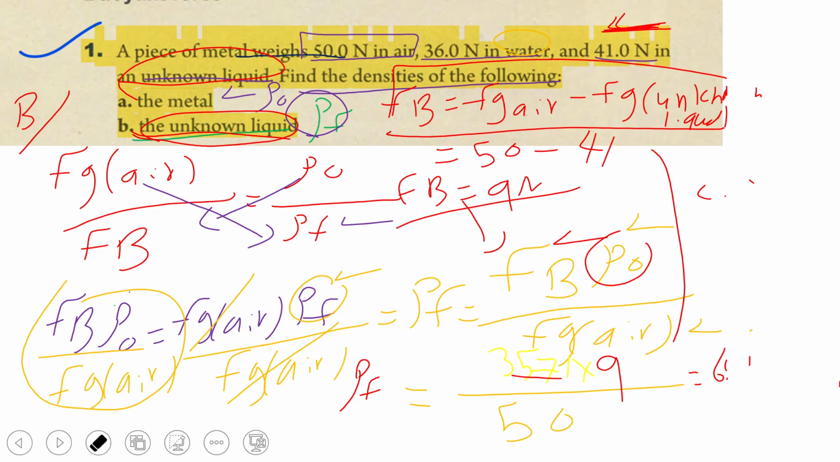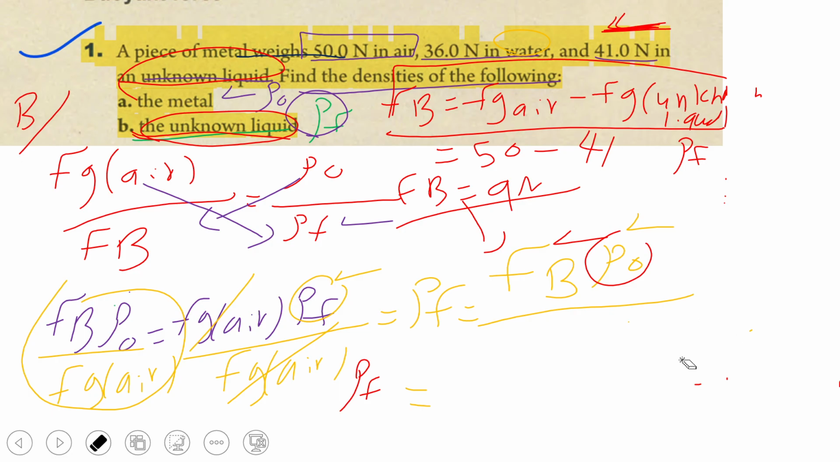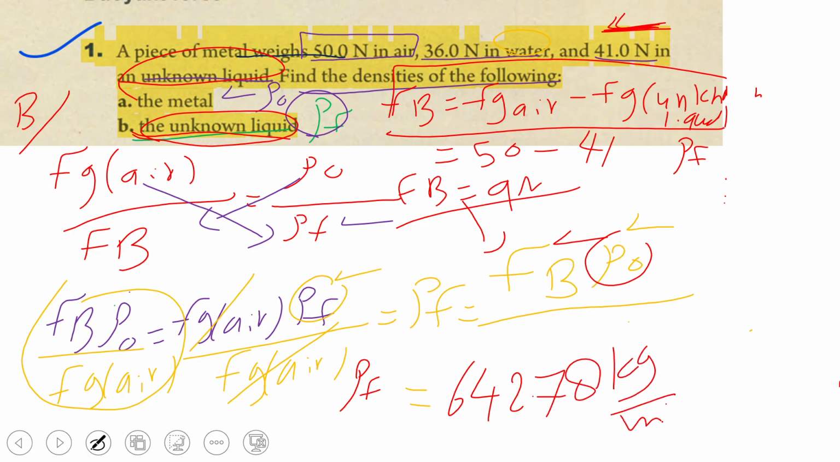The answer is the density of the fluid, 642.78. The answer is 642.78 kilogram per meter cube. The answer of the density of the unknown liquid.